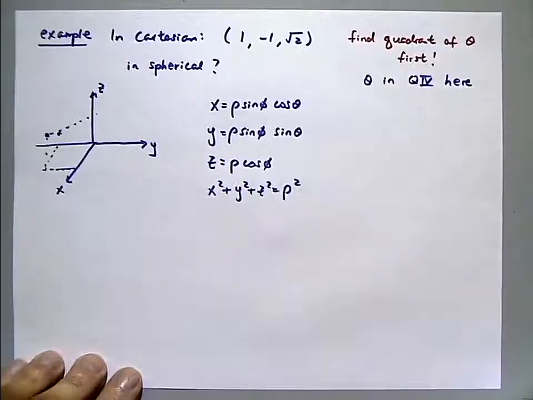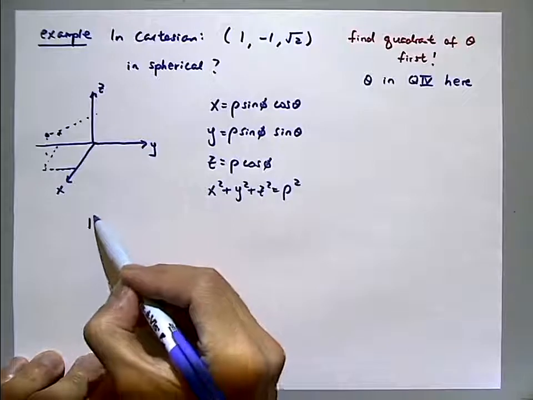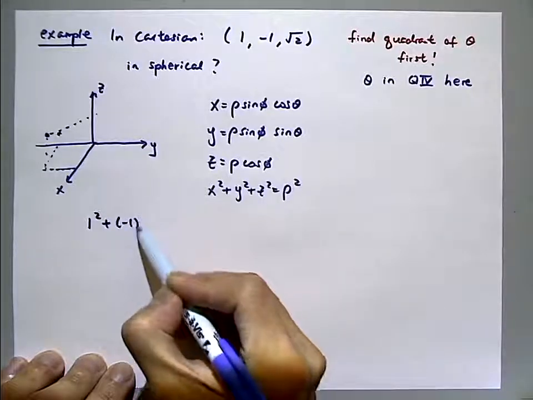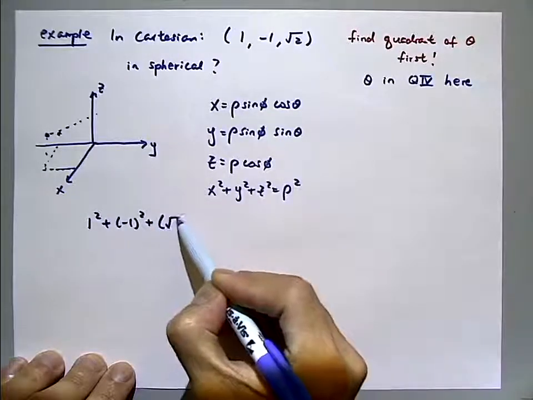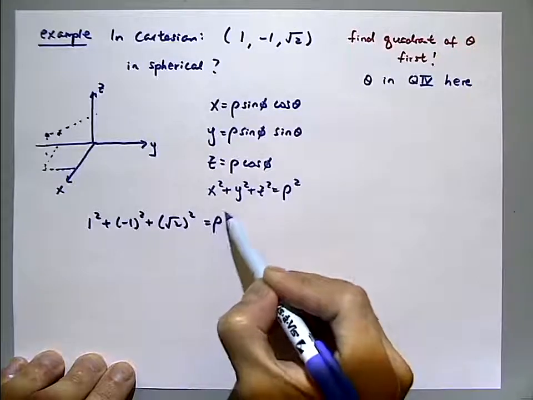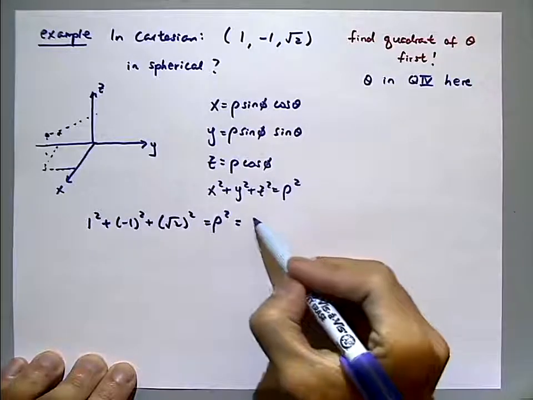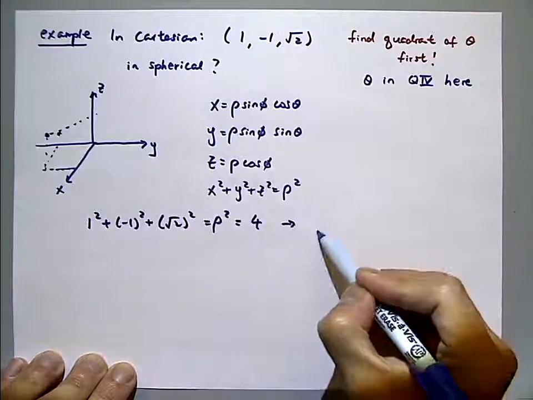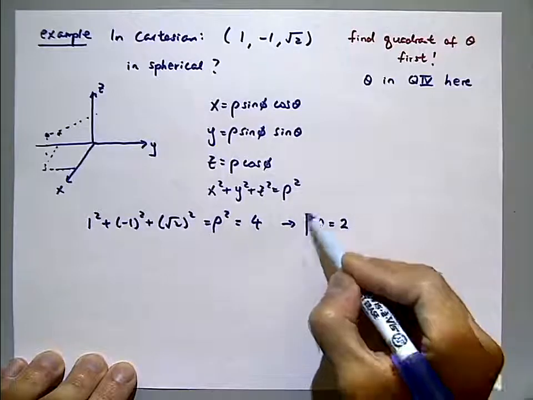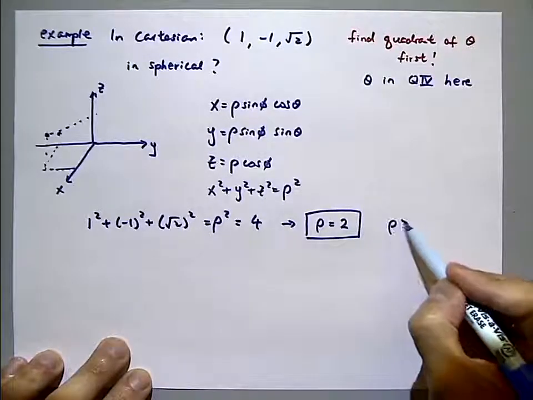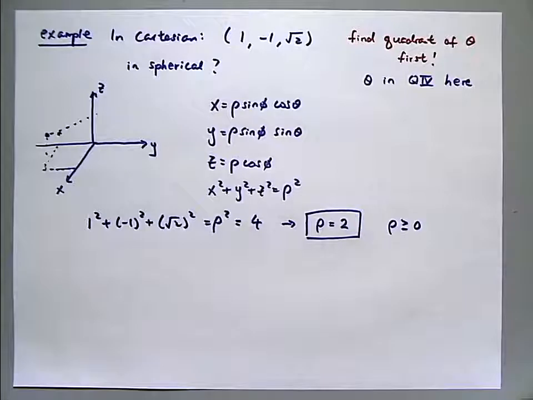Right? So here, x squared is 1, y squared is minus 1 squared, z squared is root 2 squared. So we get 1, 1, 2, and that's a 4. And we choose rho to be 2 because we always take a positive rho. In spherical, we always measure distance from the origin to the point using a positive quantity.